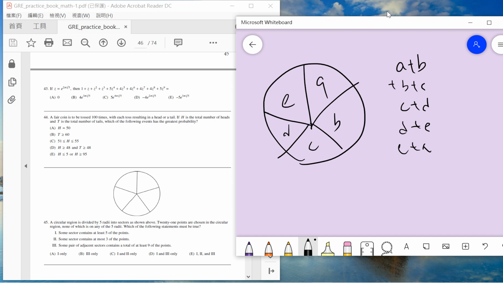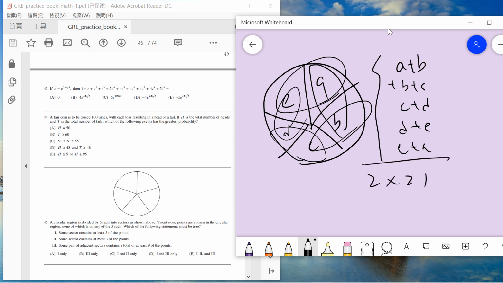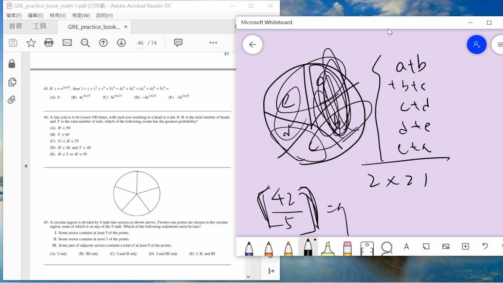So this is a pair of adjacent sectors, a pair of adjacent sectors, and so on. So we have five adjacent pairs, and the sum of them is 2 times 21, so 42 across 5 adjacent pairs, which we take the ceiling, which is 9. So at least one adjacent pair needs to have at least 9 points. So the answer is the first one and the third one.